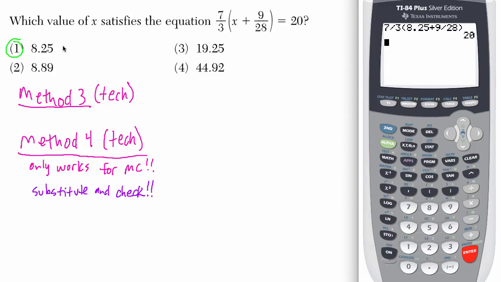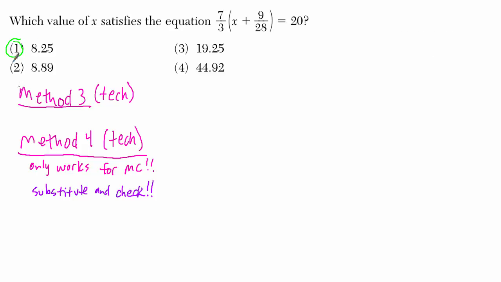But for the sake of illustration, if when you hit enter, this wasn't 20, if it was something else, then that would mean this was not the solution, and you would move to the next one. And so we would then test the next one, 7/3, parentheses, and then 8.89 substituted in for x instead, plus 9/28. And we'd see right away that this does not equal 20, and therefore we could say this is not the solution because it does not satisfy this equation. It does not make it true.